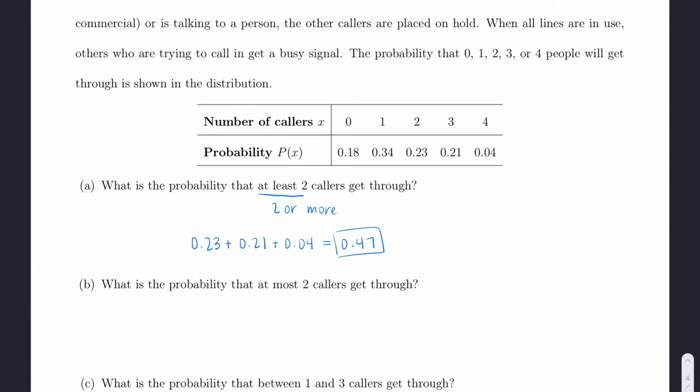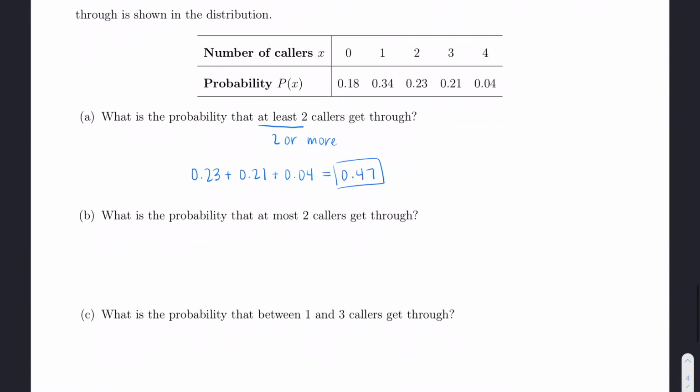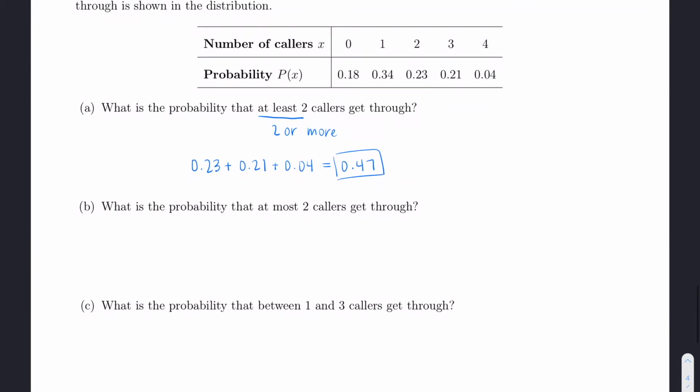Part B is asking what is the probability that at most 2 callers get through, and so at most 2 is almost the exact opposite, but here we have 2 or less, and so I'm still going to have that 0.23, but now it's going to be 0.18 plus 0.34 plus 0.23, and this results in 0.75.